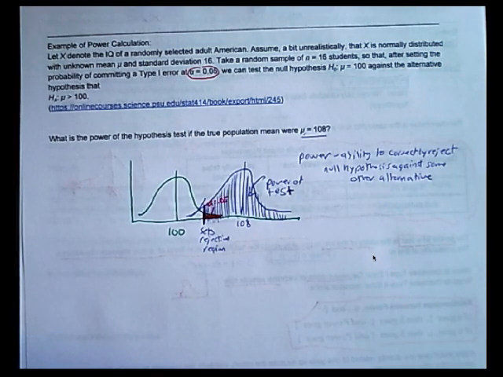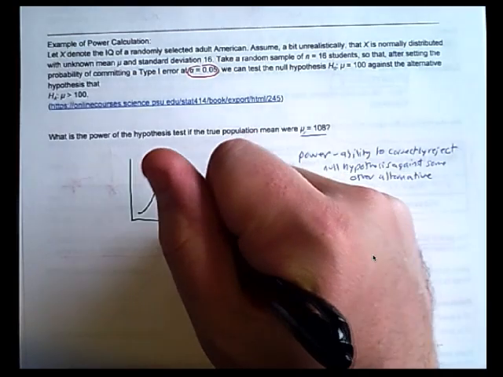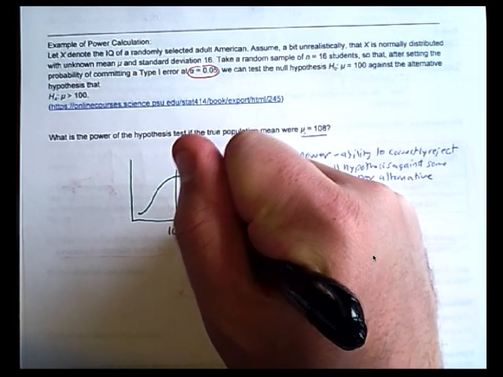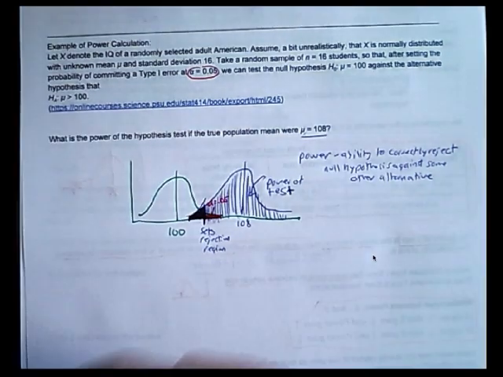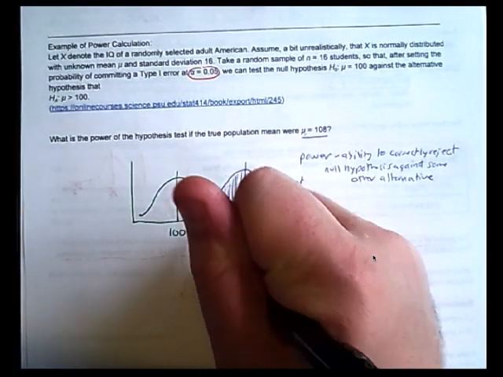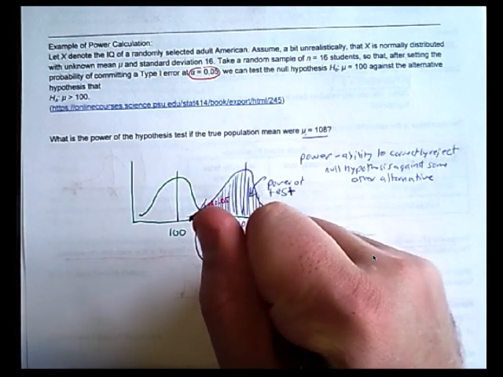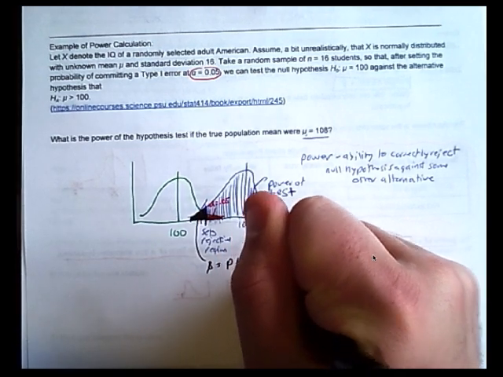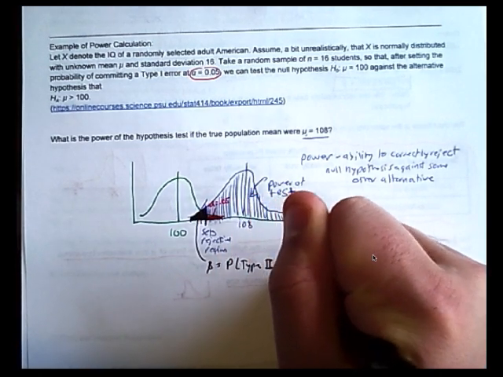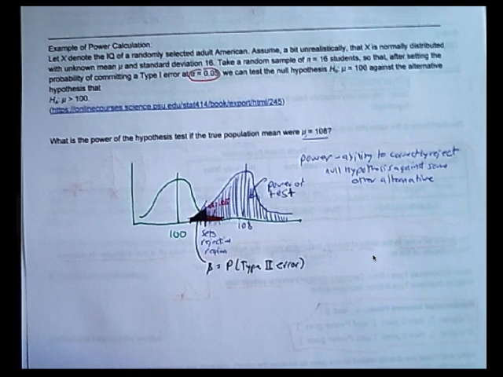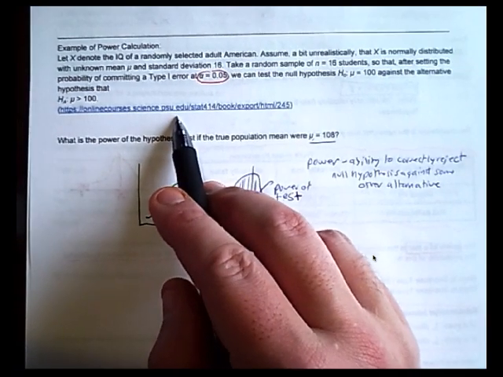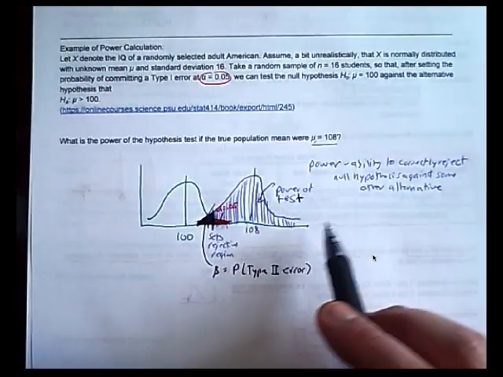And what beta would be is that area right there. That's what the beta would be. And that's the probability of getting a type 2 error. So that's how alpha, beta, and power all kind of work together. And we'll do this in class. We'll go to this website and we'll do an actual example of calculating power.